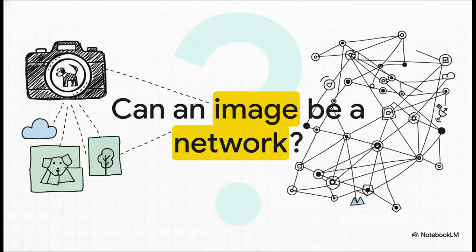I know, it sounds a little weird, right? I mean, images are photos, and networks, well, that's stuff like your social media feed or maybe a subway map. But what happens if you smash those two ideas together? Could you create a smarter, more intuitive AI? That's the big question we're tackling.